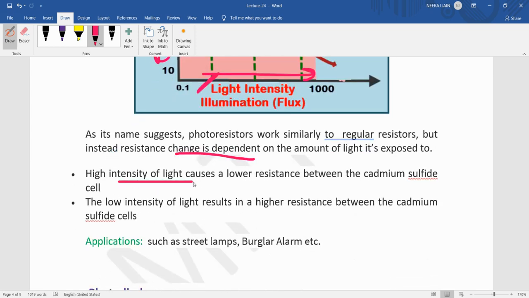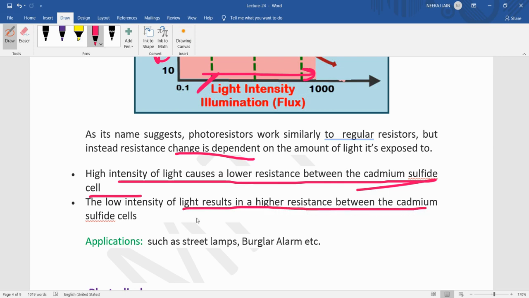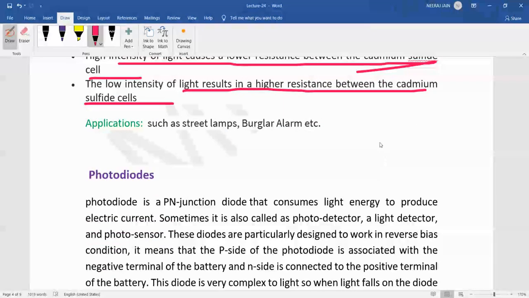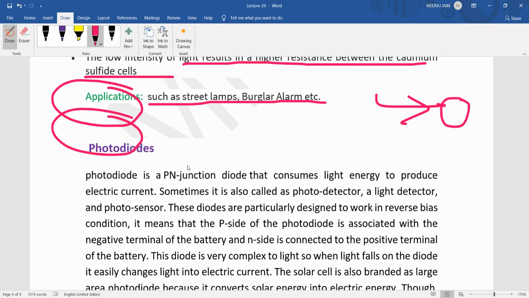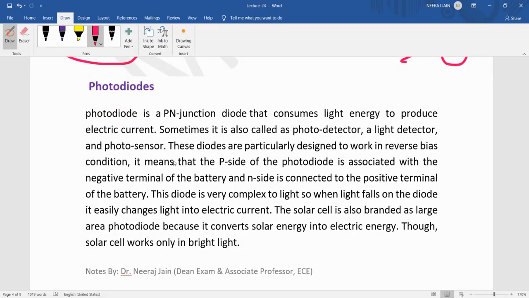So high intensity of light causes a low resistance in the cadmium sulfide cell. The low intensity of light results in a higher resistance in the cadmium sulfide cell. In this manner, when in a circuit the resistance is lower, current will flow and it will operate some device like the street light, burglar alarm, morning alarm. We use such types of LDR circuits.